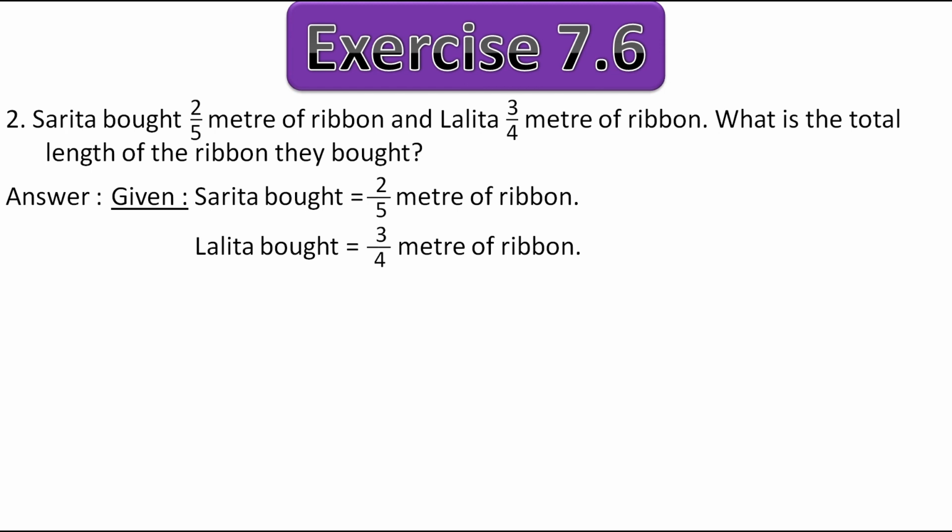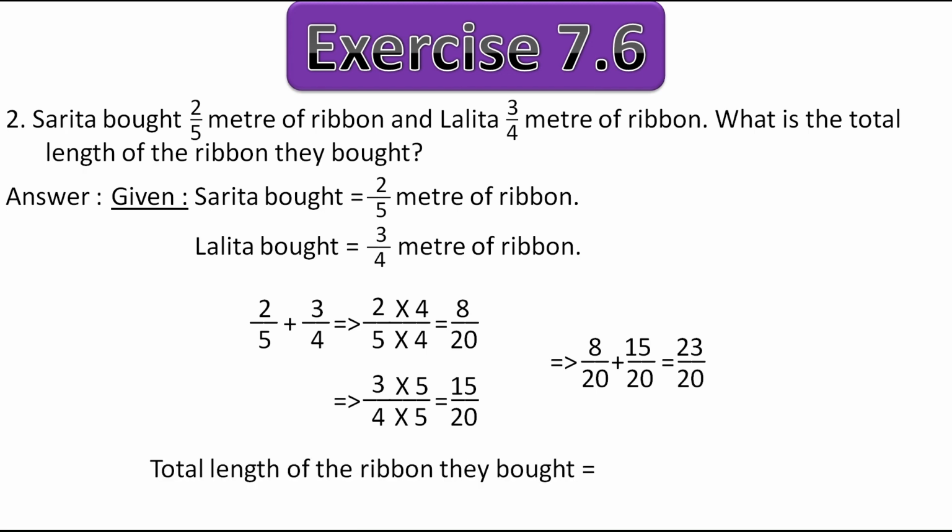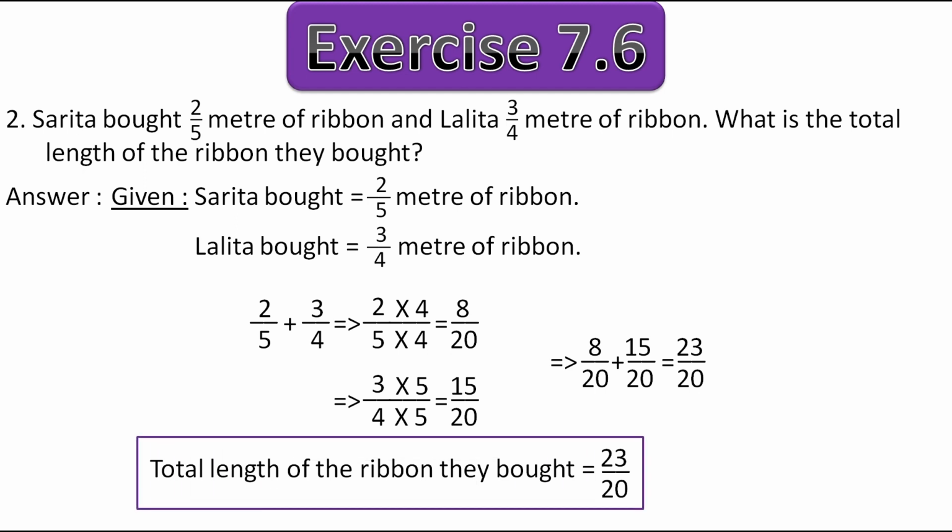So we have to add these two fractions. So 2 upon 5 plus 3 upon 4. Okay. So now here denominators are co-prime numbers. So first I'll take the first fraction 2 upon 5 and I'll multiply it with 4. So I got the answer as 8 upon 20 and I'll take now the second fraction that is 3 upon 4 and I'll multiply it with 5. So I got the fraction as 15 upon 20. Now denominators are same. So we can add them. 8 upon 20 plus 15 upon 20 is equal to 23 upon 20. So the final answer is total length of the ribbon they bought is 23 upon 20.